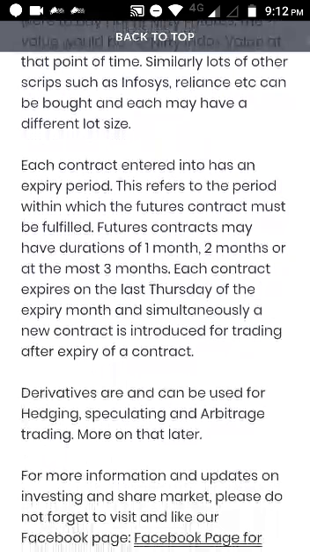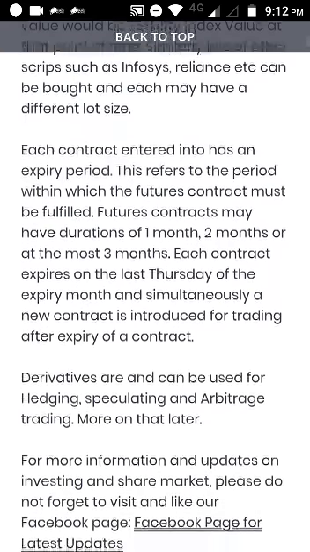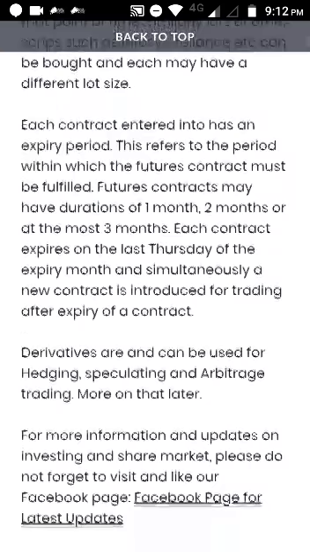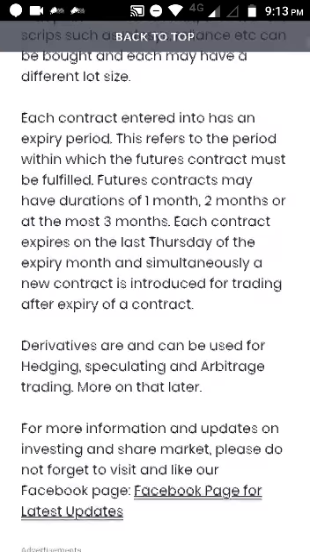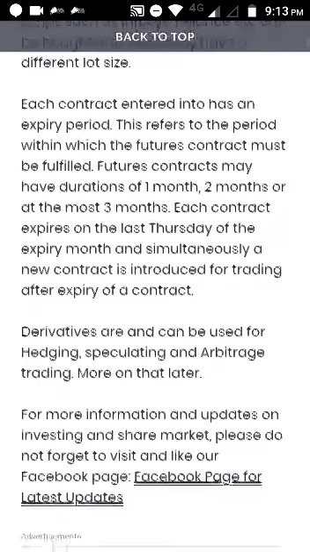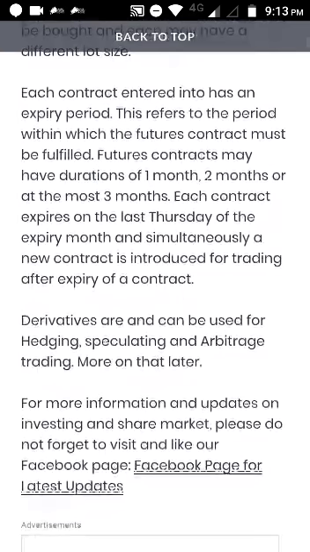Now remember that if the last Thursday of the month is a public holiday or a trading holiday, then the previous day is considered to be the expiry day, not the next day. Unlike in mutual funds, it is exactly the opposite, where NAV is calculated on the next business day. So if Saturday is your SIP date, the NAV will be calculated on the next working day. This is something which you have to keep in mind. So the expiry is the last Thursday of the month.